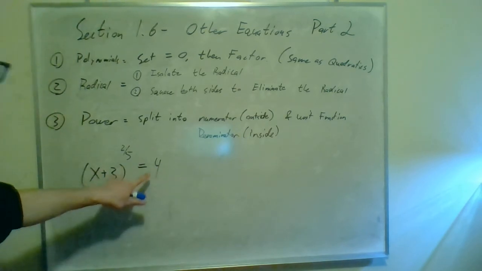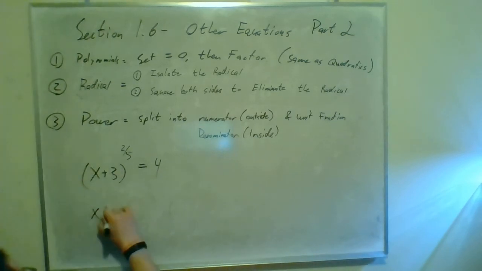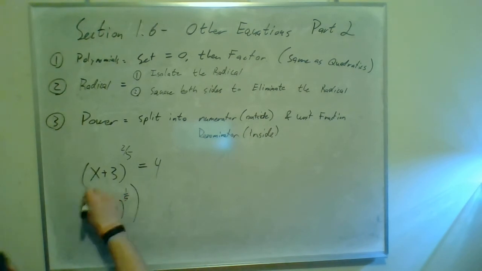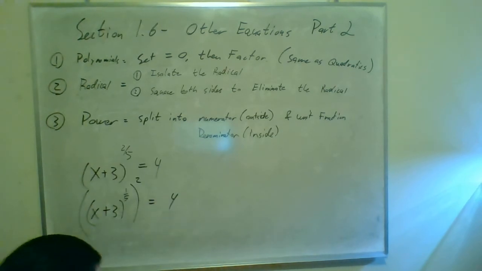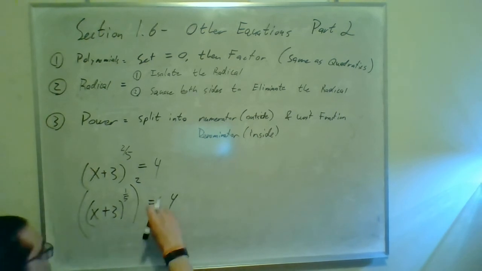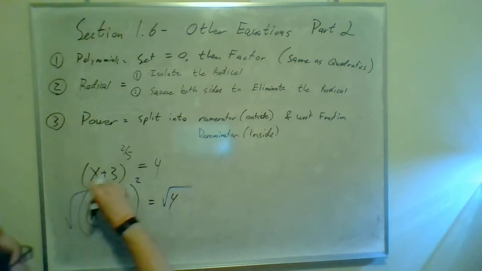First, I want to talk about splitting this up. So I'm going to take the x + 3, that's not going to change. I'm going to put the unit fraction denominator on the inside, that's the 1/5, and I'm going to put the numerator on the outside, that's a 2, and we'll say that equals 4. The next step would be taking a square root of both sides.